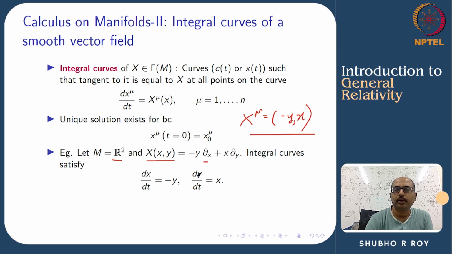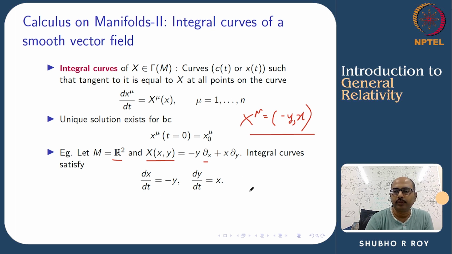Okay, so this is the smooth vector field, and we are in R2. Then we are supposed to construct the integral curves of these, and that means you solve this equation. The first equation will have minus y on the right hand side, corresponding to the vector field, and the second equation, dy/dt, will have x.